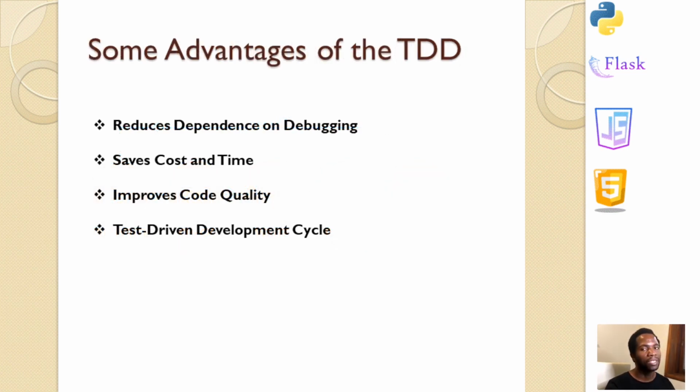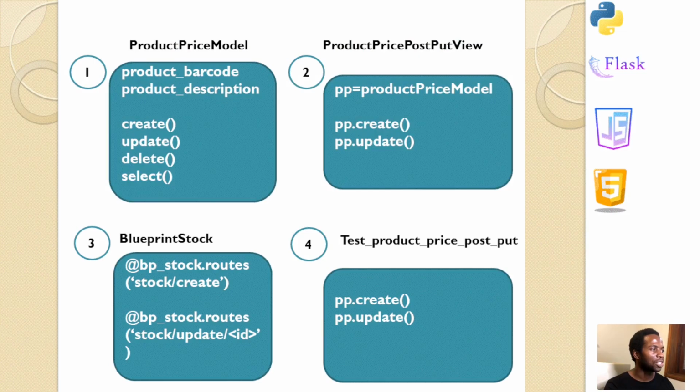For test-driven development, here we can mention some very important advantages: it reduces dependency and debugging, saves costs and time, improves code quality, and finally it can give you a test-driven development cycle. And for our project, we are going to work on the product price module. We're going to create a product price module.